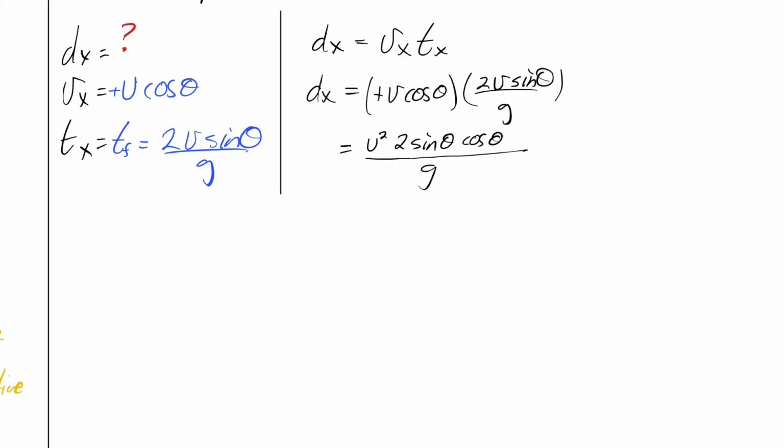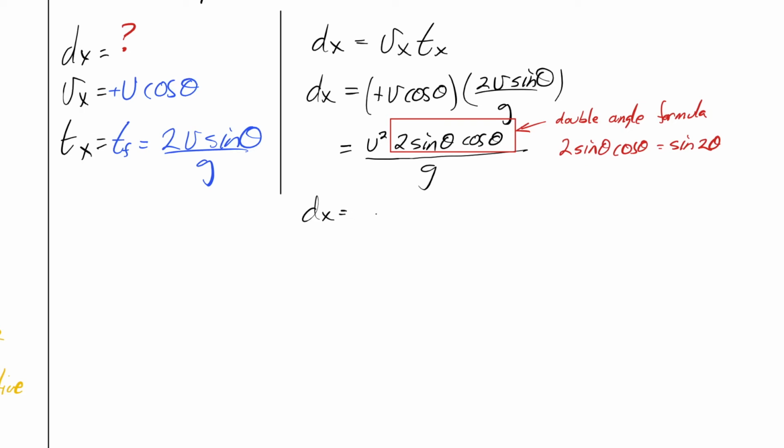So some of you, hopefully, remember from math what this actually is. 2 sine theta, cos theta, that's your double angle formula. And that's right, folks, you can never get away from trig identities. And that is where 2 sine theta, cos theta is equal to sine 2 theta. So this gives us dx is equal to v squared sine 2 theta over g.